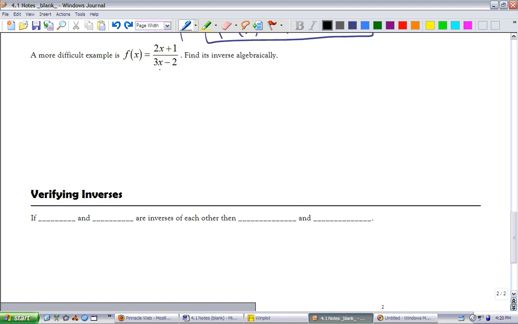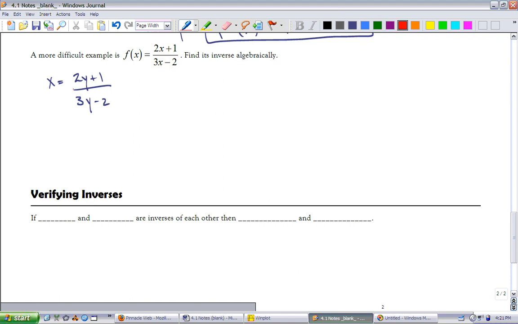We want to solve for its inverse. I'll just tell you right now it is 1 to 1, so it does have an inverse. You need to check that. But I'm going to substitute the y, and then I'm going to go ahead and interchange the x and y's. So I'm going to have x equals 2y plus 1 over 3y minus 2. Now remember, our objective here is to get y by itself.